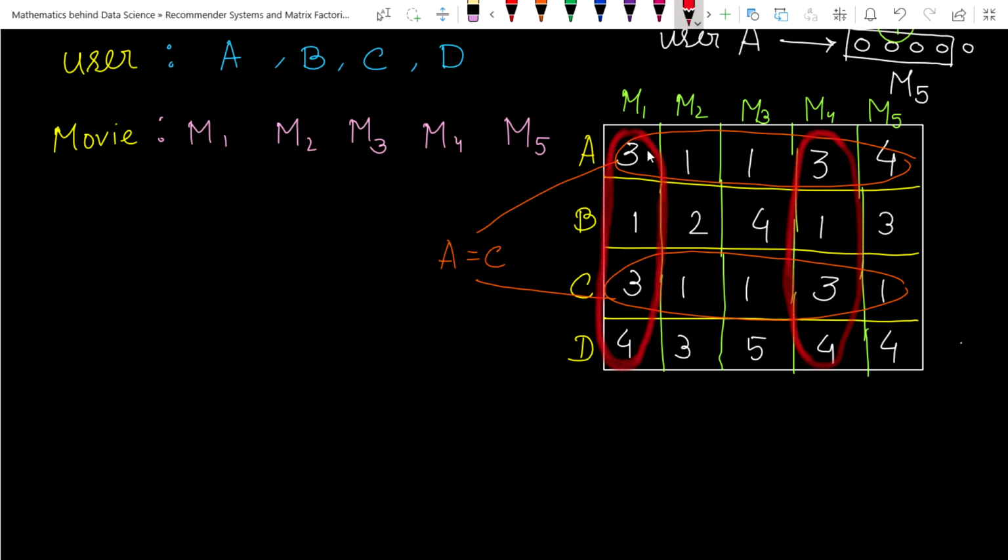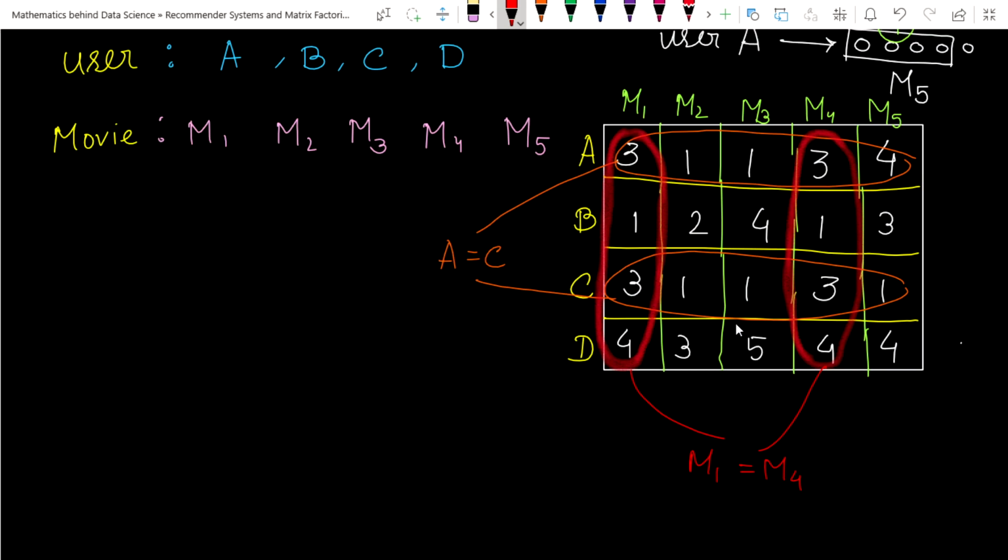So the rating of movie 1 is 3, 1, 3, 4, and movie 4 is 3, 1, 3, 4. That means each user gave the same rating for these two movies. So we can conclude that these two movies are the same type of movie, because users gave the same kind of rating. So from these two columns we can conclude that movie 1 equals movie 4.